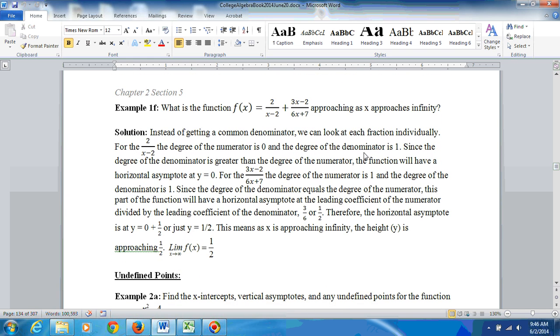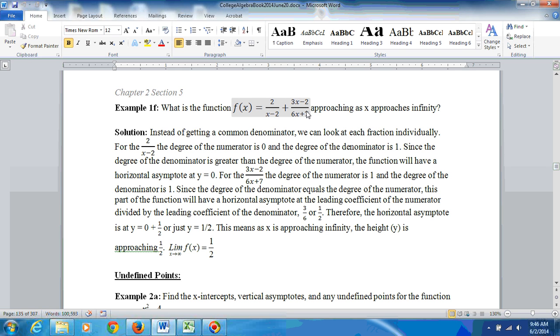Okay, on this problem, what is this function approaching as x approaches infinity? Or in mathematical notation, you would say, what is the limit as x approaches infinity for this stuff? Well, instead of getting a common denominator, you can look at each piece individually. On this one, the degree of the denominator is greater than the degree of the numerator. The degree of the denominator is 1, and the degree of the numerator is 0. There is no x up there. So when the degree of the denominator is greater than the degree of the numerator, it levels off to 0. That's just this section. We're looking at each section. So this section is going to level off to 0.